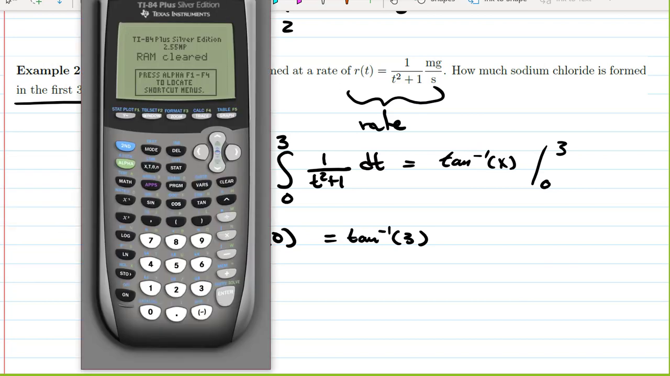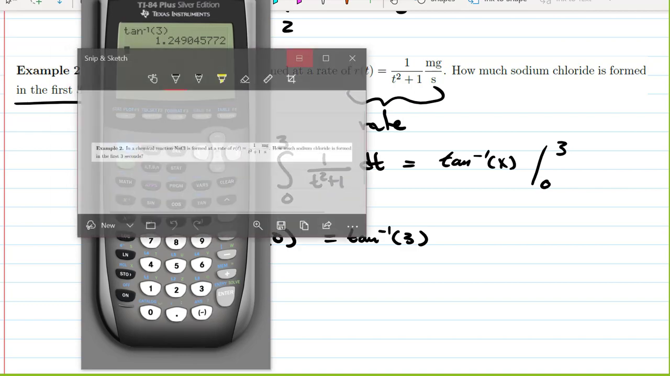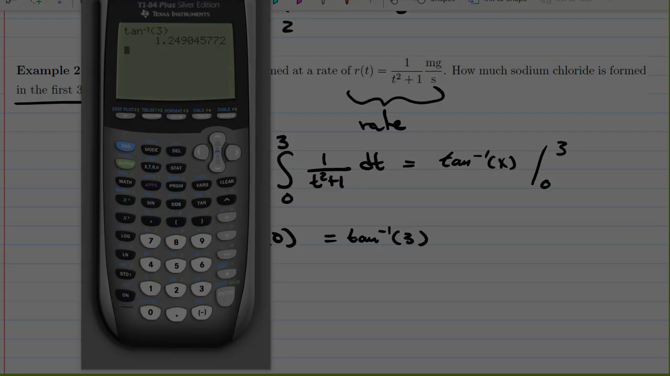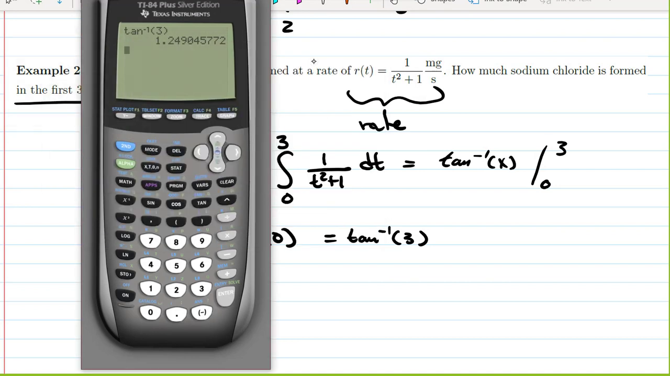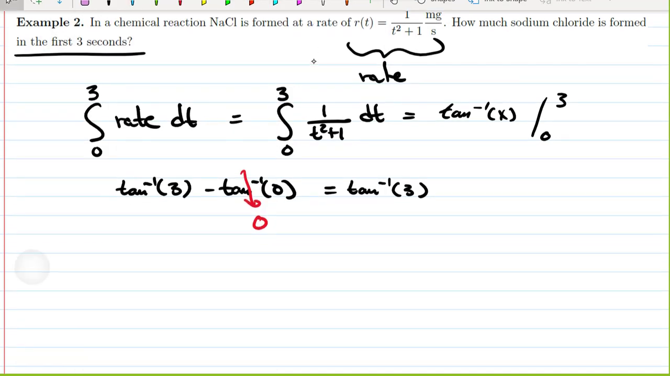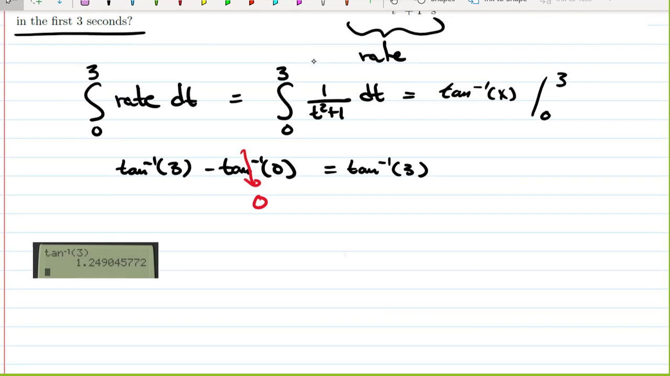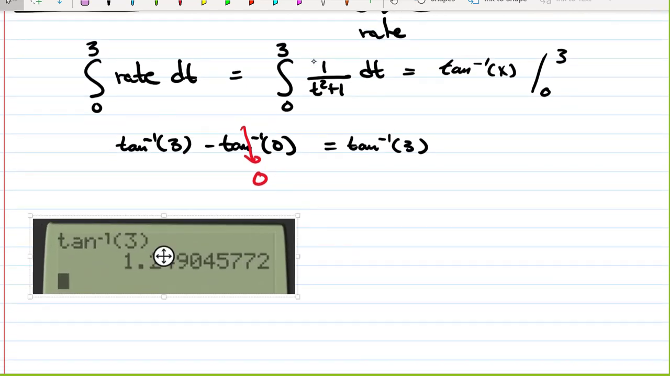So we can approximate that by taking the inverse tangent of 3, and that gives us 1.249. So rounding to 2 decimal places, we would get that it is approximately 1.25 milligrams.